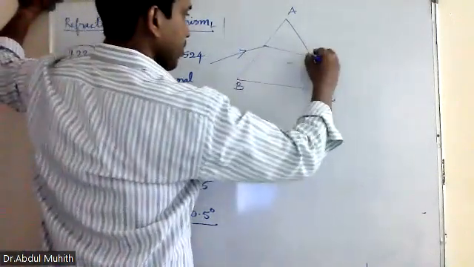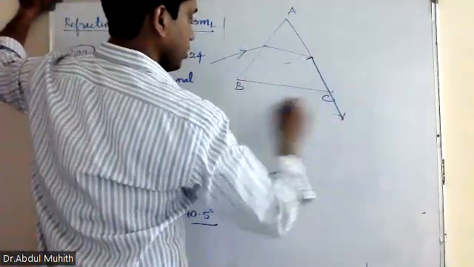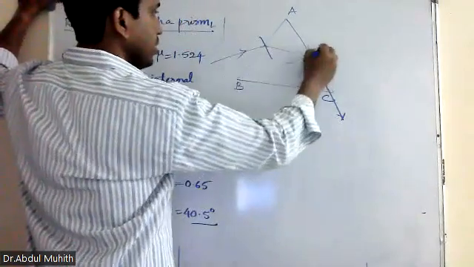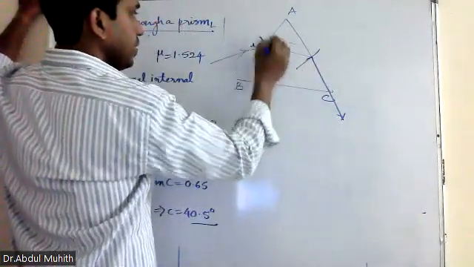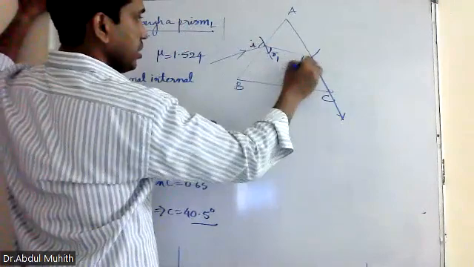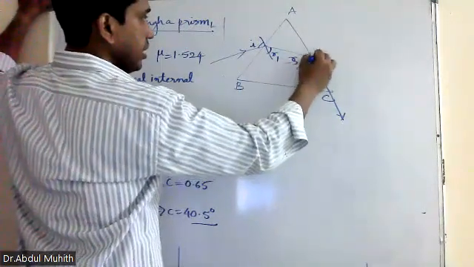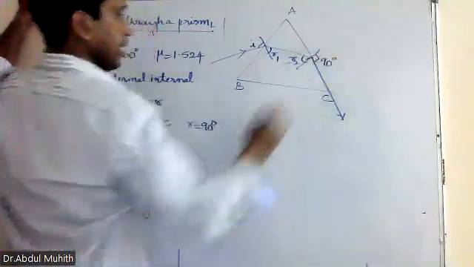For critical angle, what will happen? It will graze along the surface of the two media like this. So this is the normal and this is the normal. This is the angle of incidence. This is the angle of refraction. This is also the angle of refraction. So here it is 90 degrees. This one is 90 degrees.